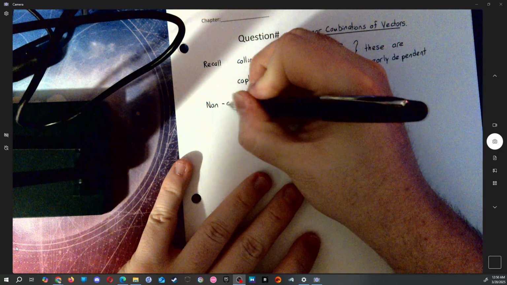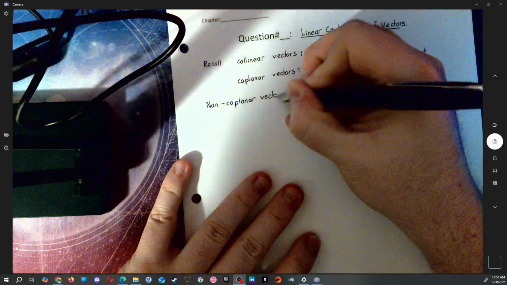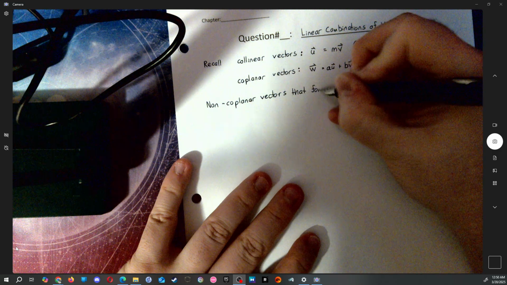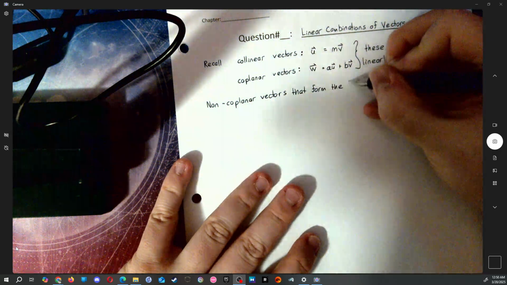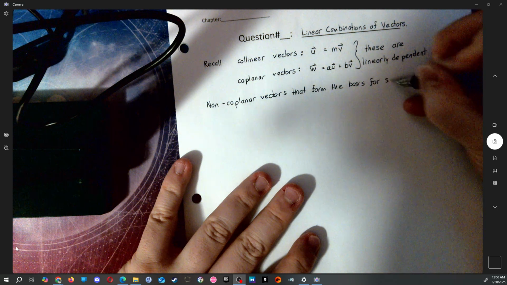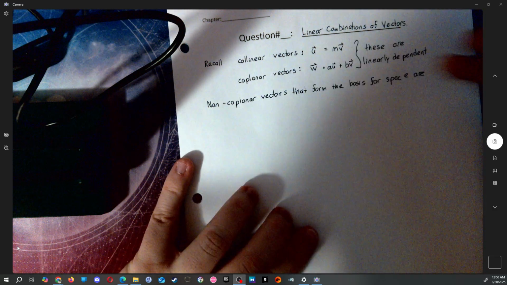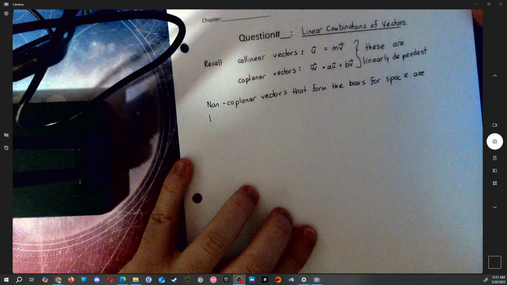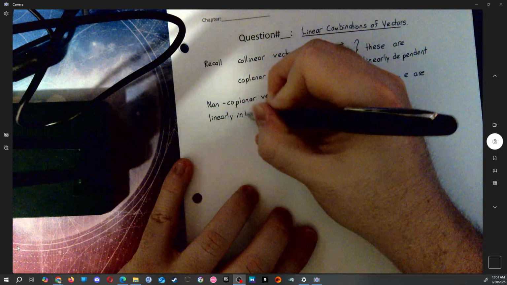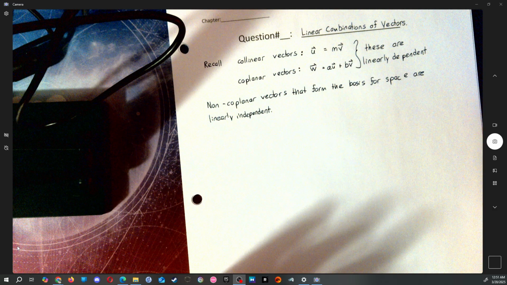non-coplanar vectors that form the basis for space are linearly independent. Okay. Right. I'll just recap from earlier in the unit.